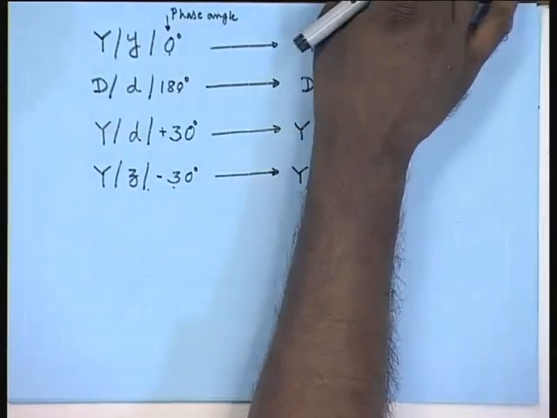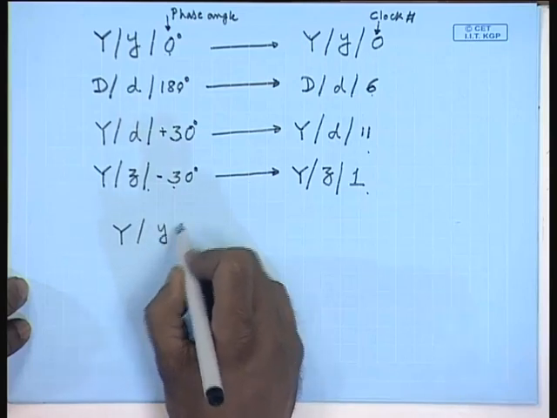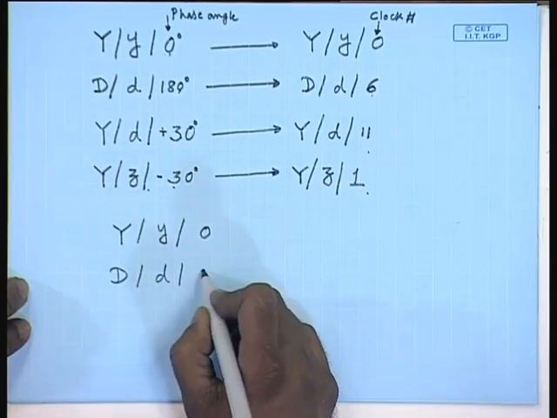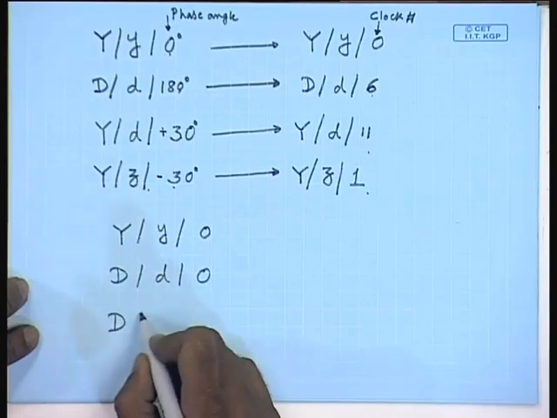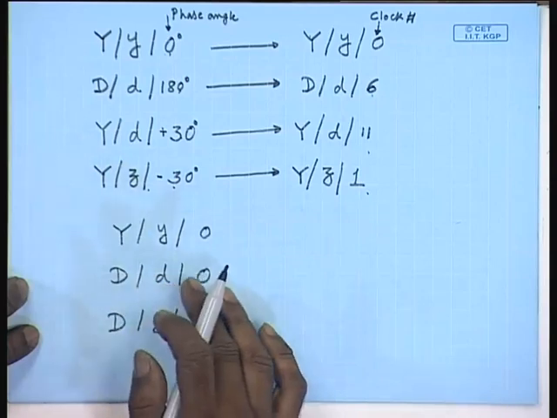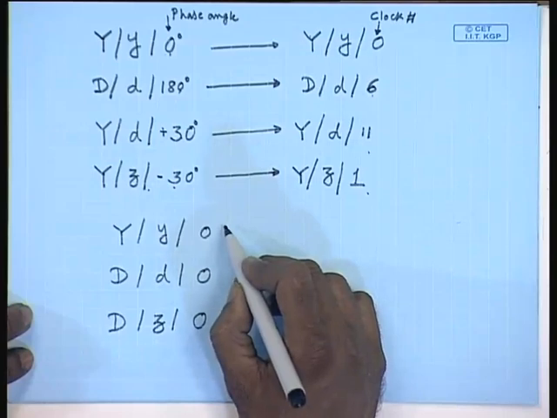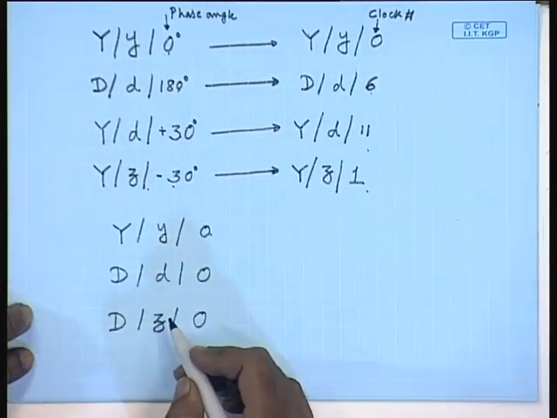Let us see what are the different combinations possible. For example, it is easy to understand that we can always have a Y0 or D0 or DZ0. In all cases, of course, the high voltage and low voltage side connections may be interchanged. This is one of the possible sets of phase groups with 0 degree phase angle.